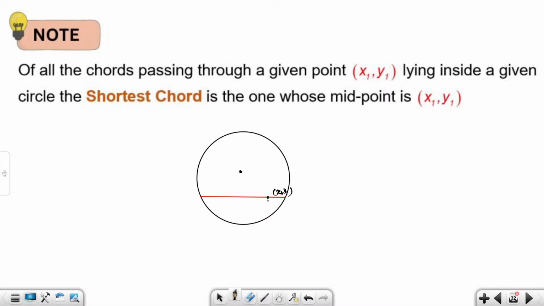Now through this point, millions of straight lines are passing. You can assume a straight line like this. You can assume a straight line like this. Millions of straight lines are passing through this point.